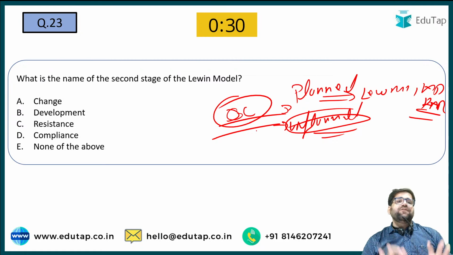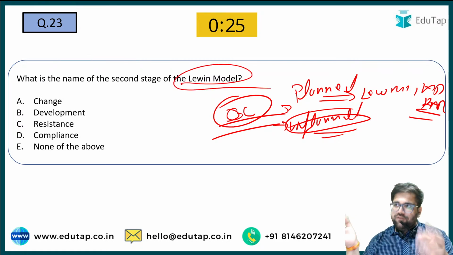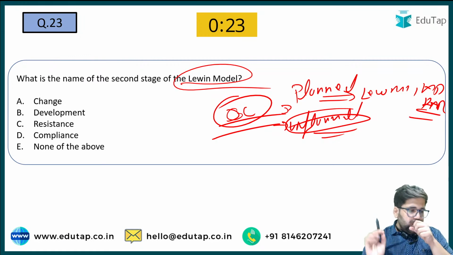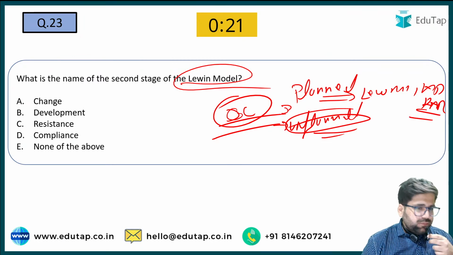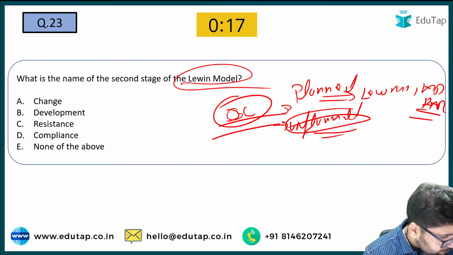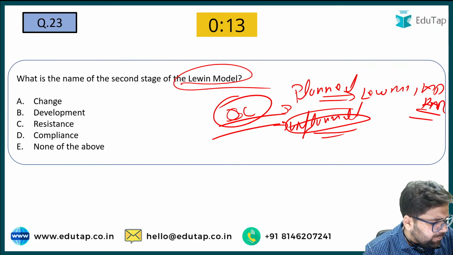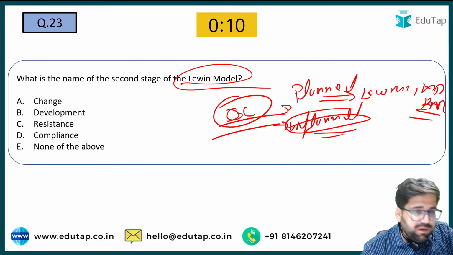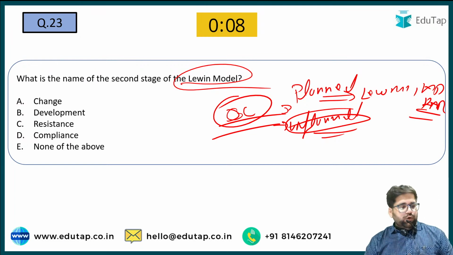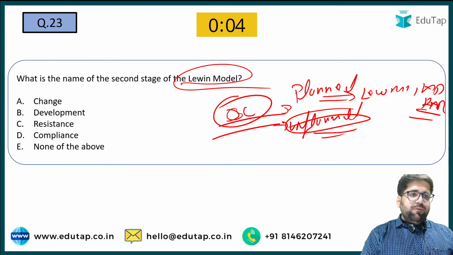So what is the name of the second stage of the Lewin model? A very easy question. The Lewin model is world famous for its organizational change. So let me see the chat box now. I think we are at 23 right now. Prashant is saying something, but let's come to question number 23.